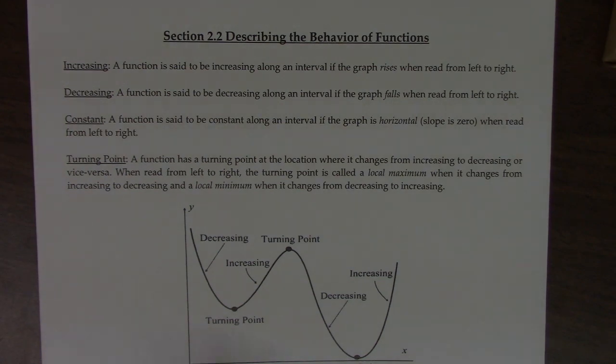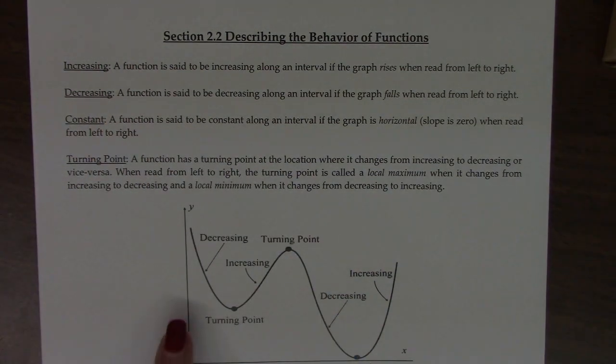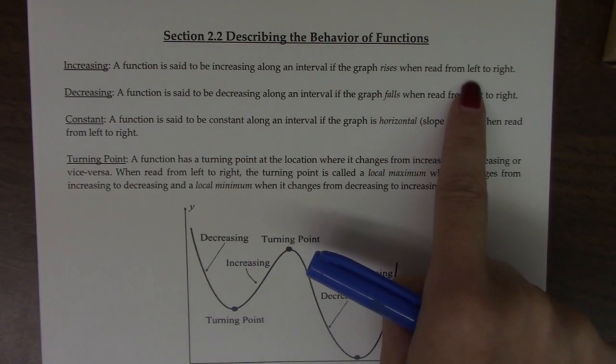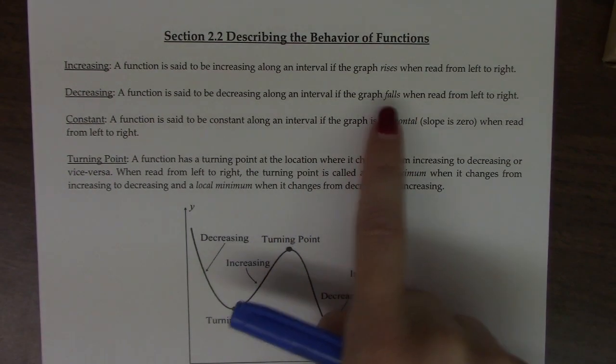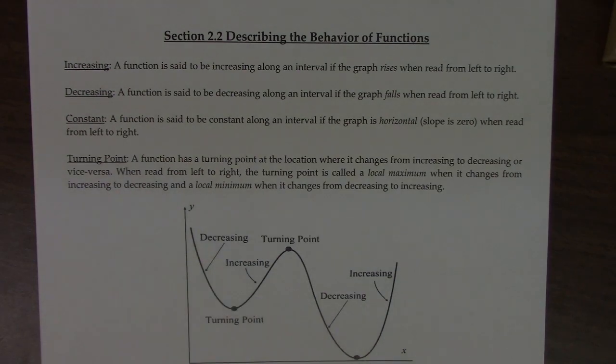So we read the graph from left to right, and what we're describing here is the behavior of the y values. So if the graph is rising from left to right, we say it's increasing. If it's decreasing, we say the graph is falling. And if it's constant, we say the graph is horizontal. A turning point is where it changes from increasing to decreasing or decreasing to increasing.